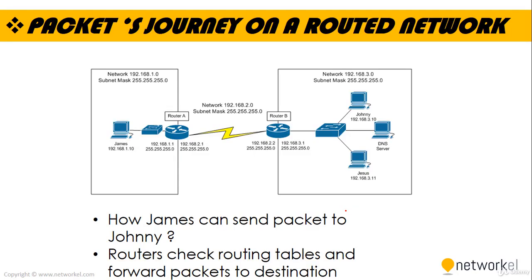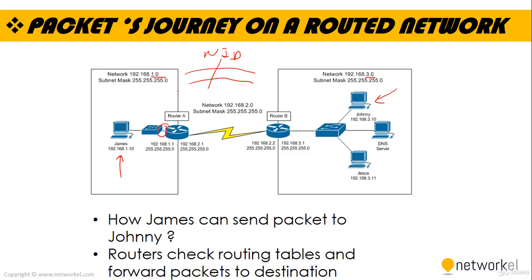Packets journey on a routed network. In here, guys, we have 2 clients, and they are James and Johnny. If James wants to send a packet to John, first the packet will be sent to the default gateway, guys. Why? Because in here we are using 1.0, and in here we are using 3.0 as a network ID. So here and here have different network IDs. So because of this, James will forward the packet to the default gateway, which is here.